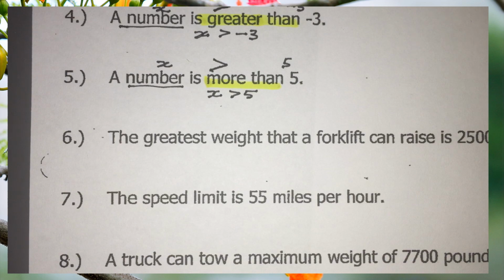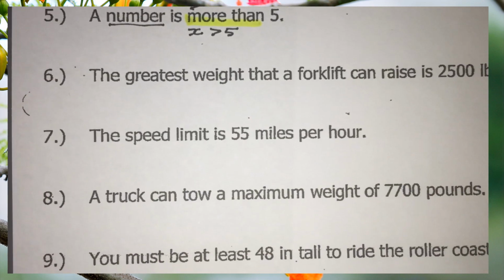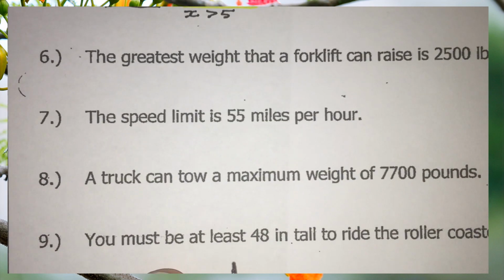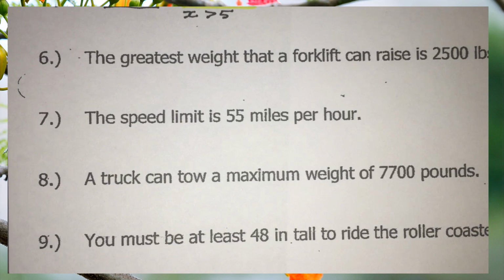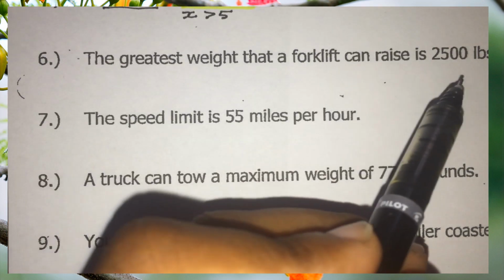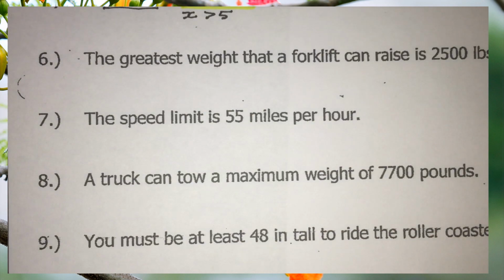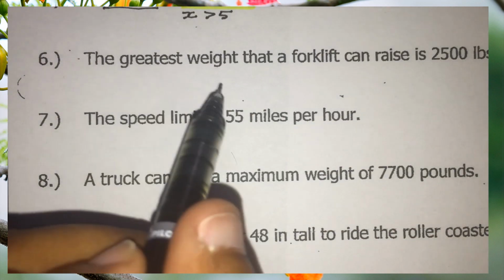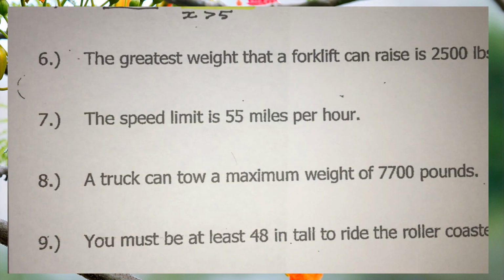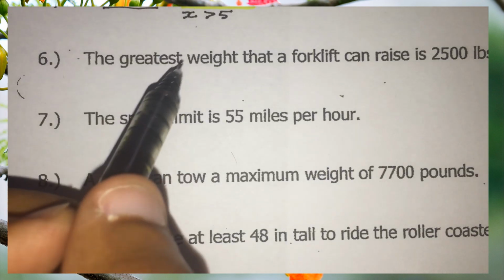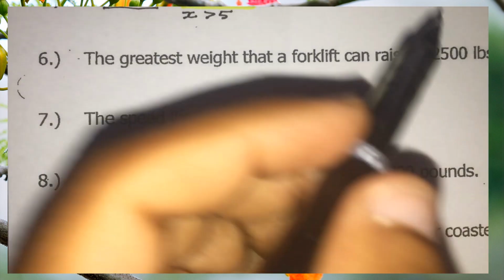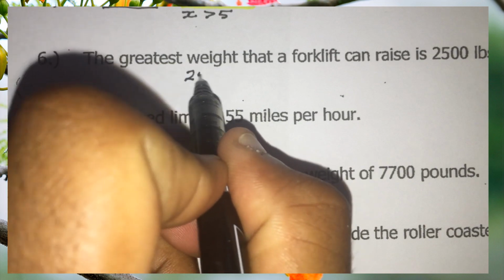Not difficult, right? Let's do a few more together. Let's look at number 6. The greatest weight, listen to this now, the greatest weight that a forklift can raise is 2,500 pounds. Watch out for the trick. So the greatest weight means the most it can ever go. It can't pass it, right? And the limit is the 2,500 pounds. So let me not let them fool me.